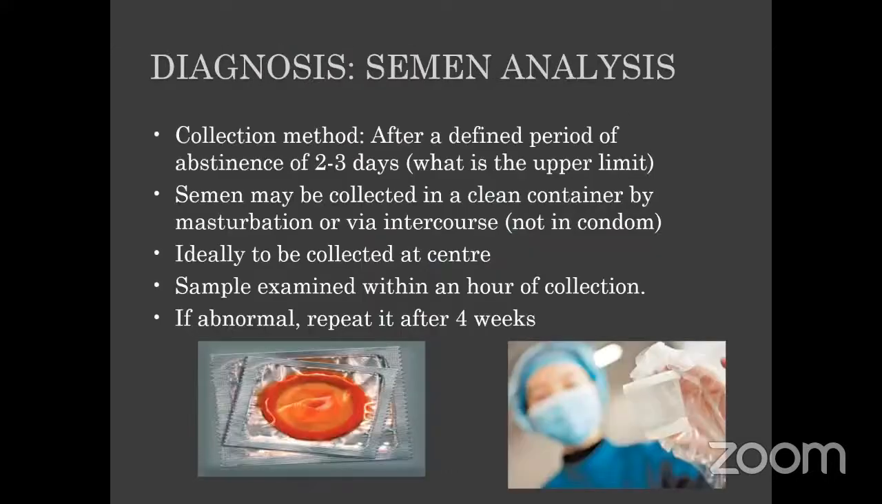So once we've identified that there might be a problem, how do we go about diagnosing? Our most important test in our arsenal for identifying male factor infertility is to do a semen analysis. We generally encourage our patients to collect the semen sample in the hospital itself, or it has to be transported to the hospital within an hour of collection. The semen sample should be collected with an abstinence period of 2 to 3 days. Up to 5 days may be acceptable, but not more than 5 days. If the abstinence period is more, it also negatively impacts the sperm quality. The semen has to be collected in a clean container by masturbation or coitus interruptus.